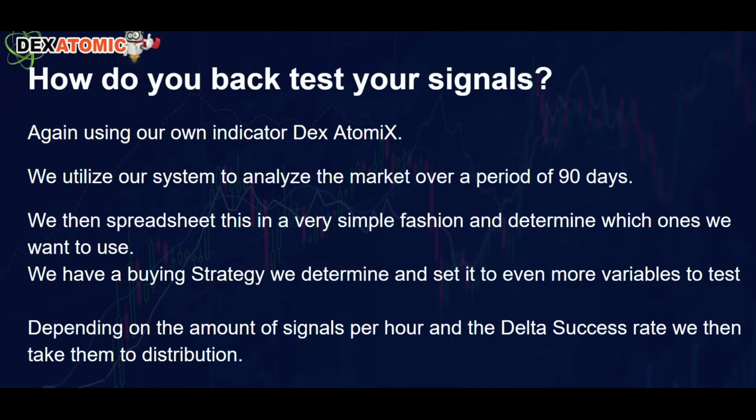Now, how do you backtest our signals? Again, using the Dex Atomics, as you're going to see here, it automatically has a system that analyzes the market over a period of 90 days. When we apply that, we put all that information into a spreadsheet and we determine what's the best ones to use. We have a buying strategy that we've determined to be very profitable, and it has even more variables that you can determine to choose which ones you want to use. Depending on the amount of signals per hour and the delta success rate, we then take them to distribution, and the best ones make it to all of you.